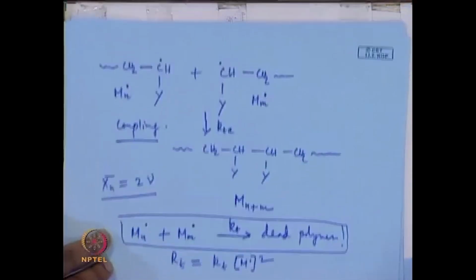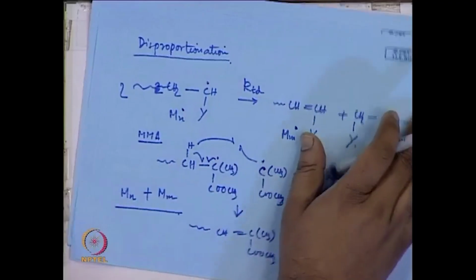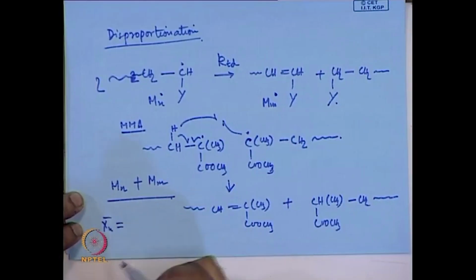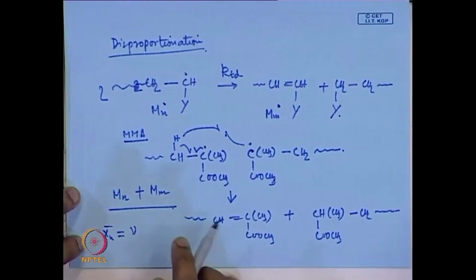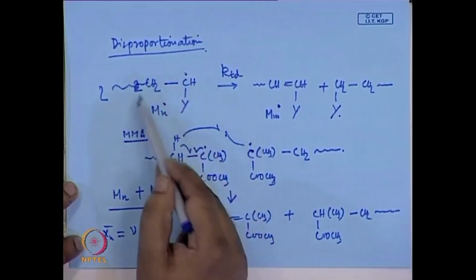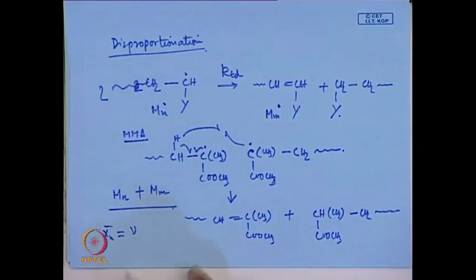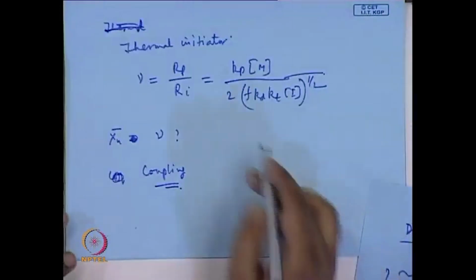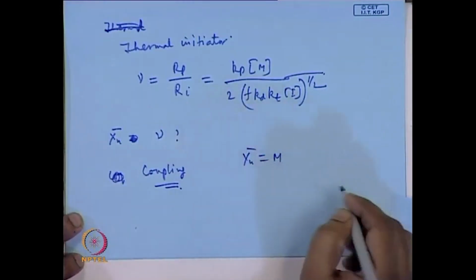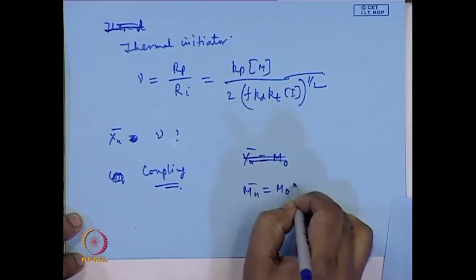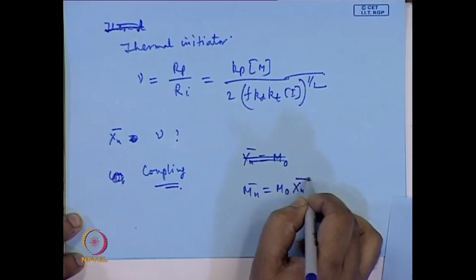If it gets terminated by the disproportionation reactions we showed earlier, then the average degree of polymerization is nu, because the average number of monomers per radical is the size of this chain, and we know that Mn bar is M0 times Xn bar.